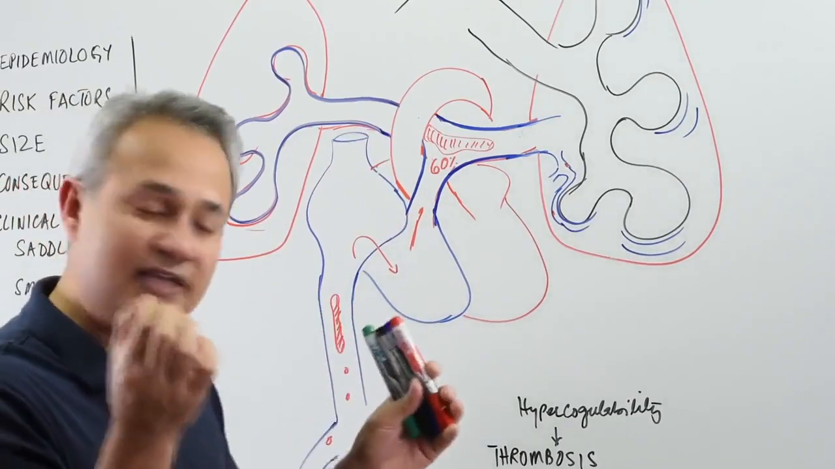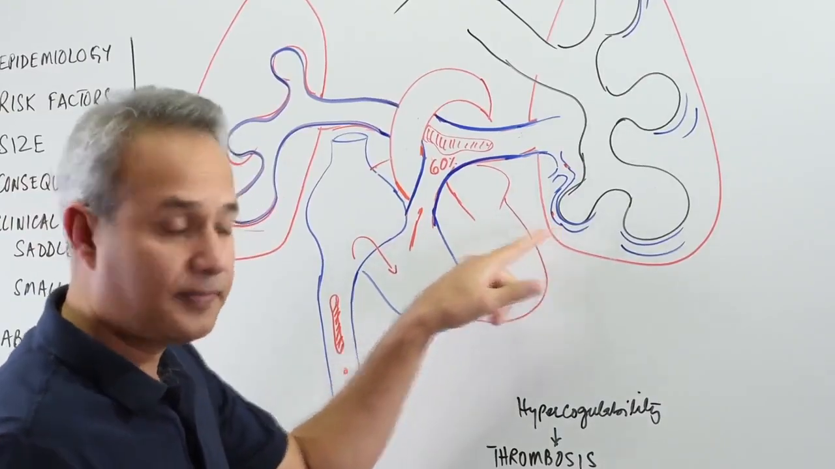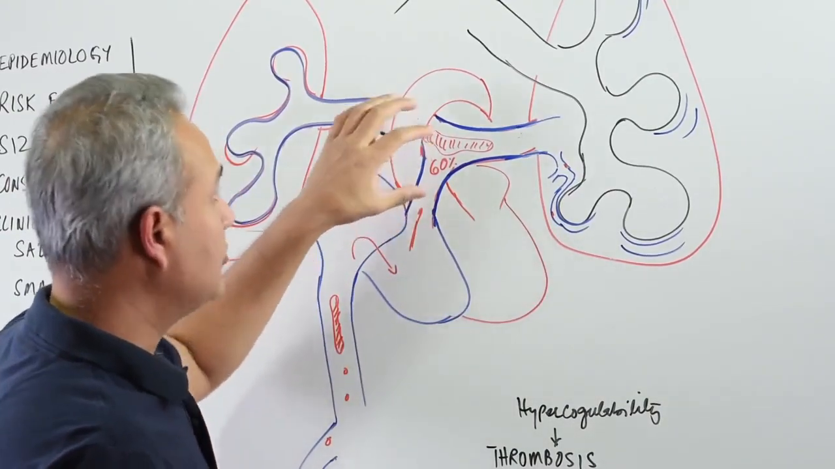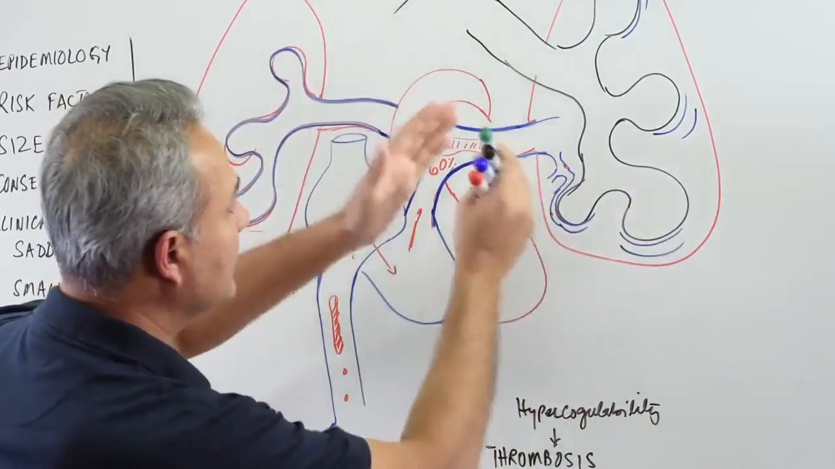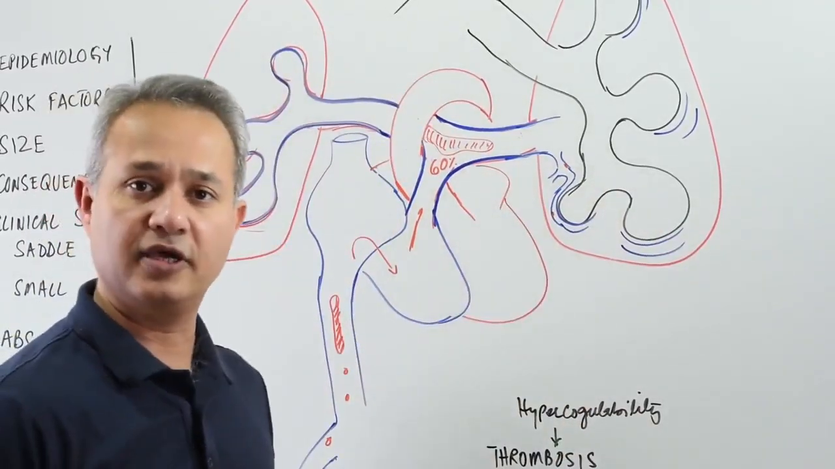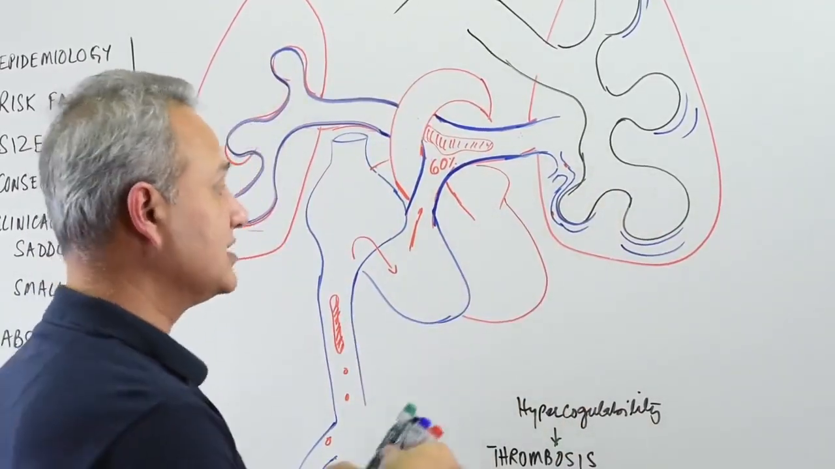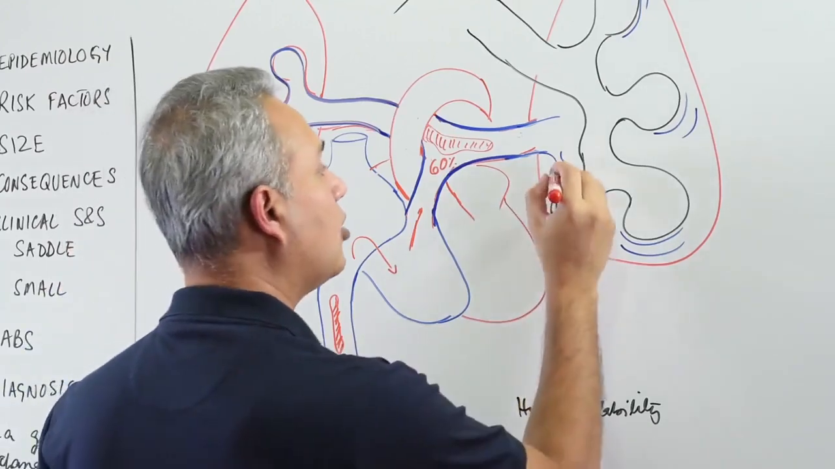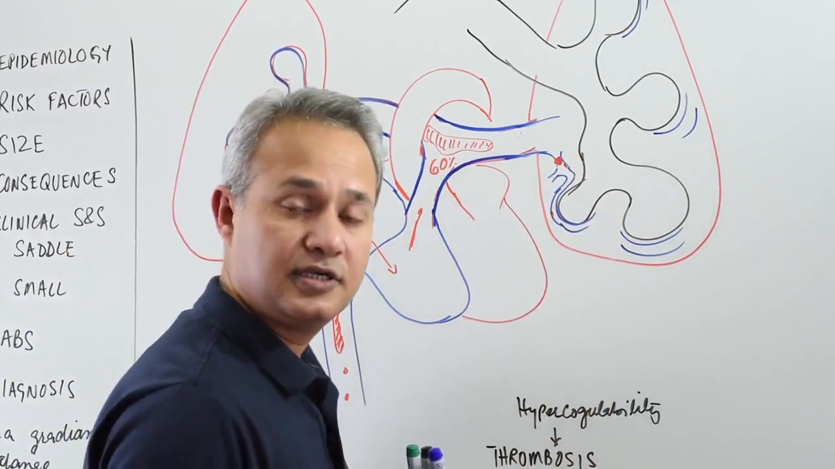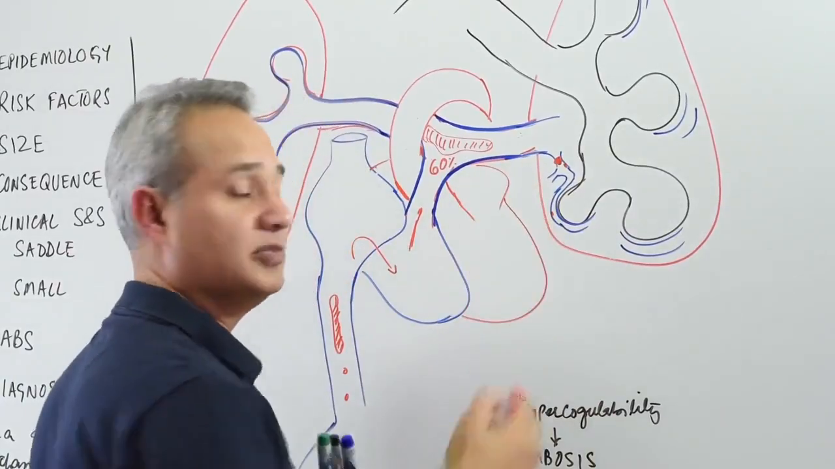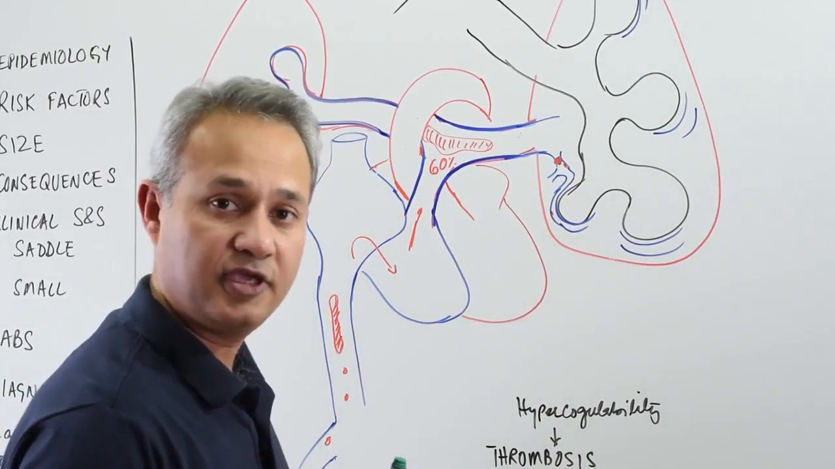Now between the very small emboli that do nothing and this large embolus which can cause sudden death, one can have all sizes of emboli. Based on the size of the embolus and how big an artery is blocked, that would determine the consequences of the embolism.